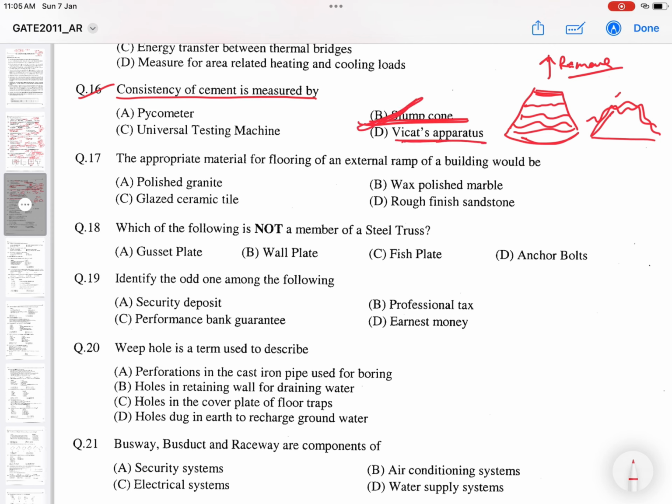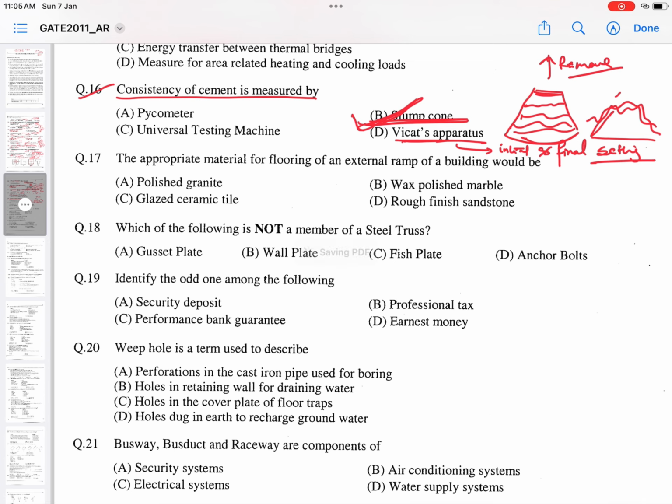Vicat's apparatus, this is also important. You should know this is used for initial and final setting time. So the answer is slump cone.